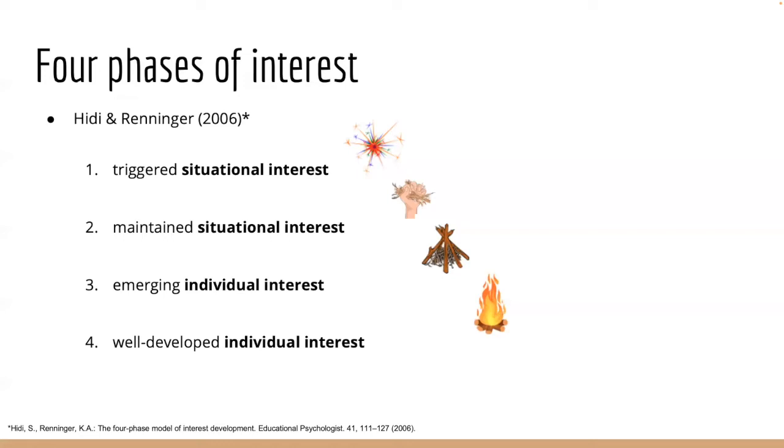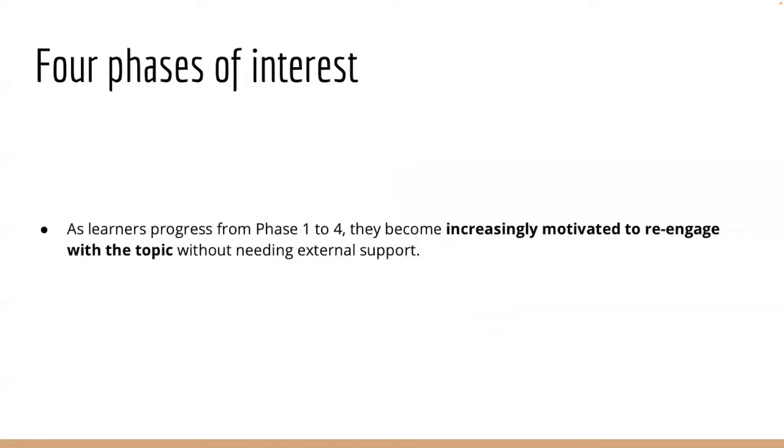However, on the other hand, the individual interests are more developed and are more likely to maintain and endure regardless of context. Therefore, as learners progress from phase 1 to 4, they become increasingly motivated to re-engage with the topic without needing external support. Conversely, students who have not developed individual interest likely need more extrinsic reward and stimulation to trigger situational interest. And therefore, in our study, we narrowed our focus to situational interest.